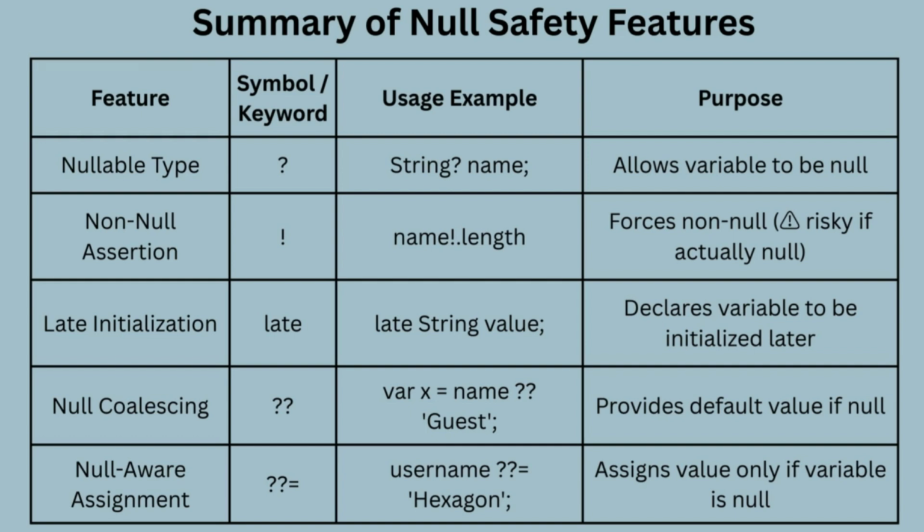Then we have late initialization with the late keyword. This is used when you want to declare a non-nullable variable but assign it later. Just make sure it's definitely set before using it. Now on to the null coalescing operator, which is ??. It gives you a fallback value when something is null, like var x = name ?? 'guest'. And finally, the null-aware assignment, written as ??=. This one sets a value only if the variable is currently null. So for example, username ??= 'hexagon'.